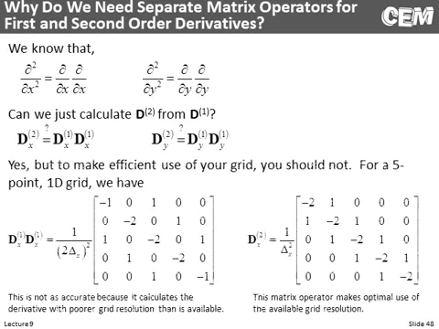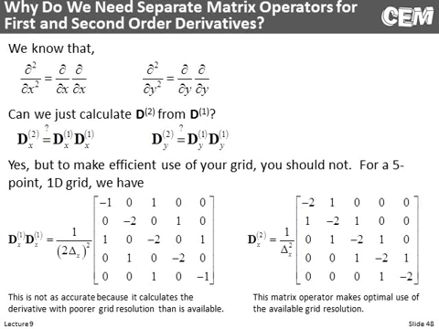So the answer is yes and no. If we did that, this is what we would get. We would get the correct matrix. However, we're not efficiently using our grid resolution. Notice this diagonal of 1's is over 1 more space than it would be if we just constructed this from the second order finite difference approximation. What this means is we're reaching out farther into the grid to calculate the second order derivative. So we aren't using the full resolution of our grid as effectively as we could.